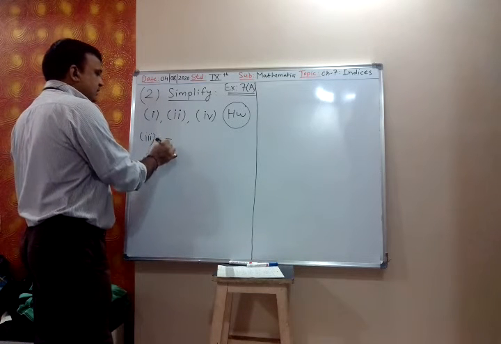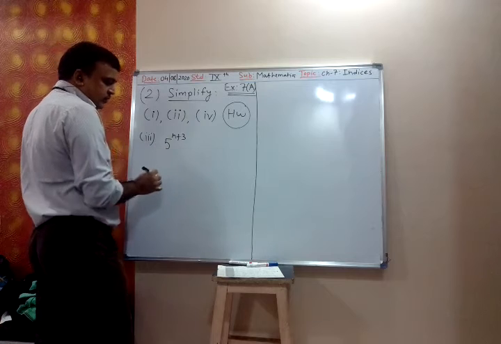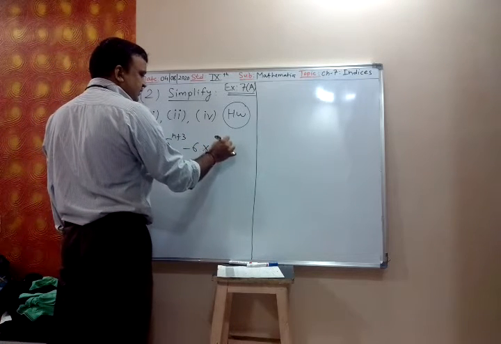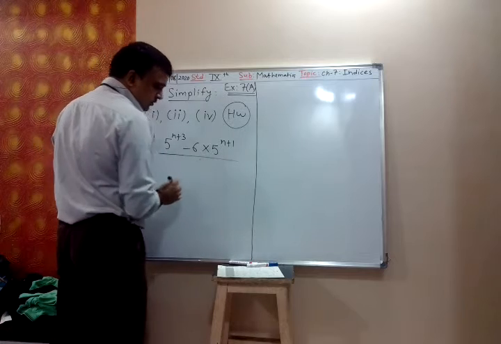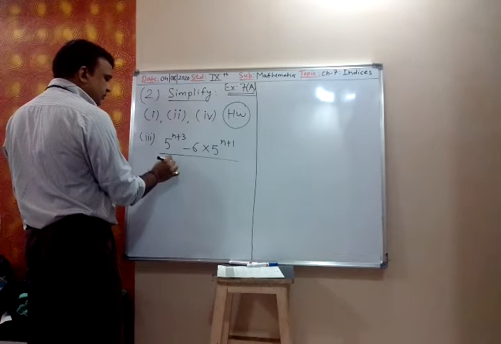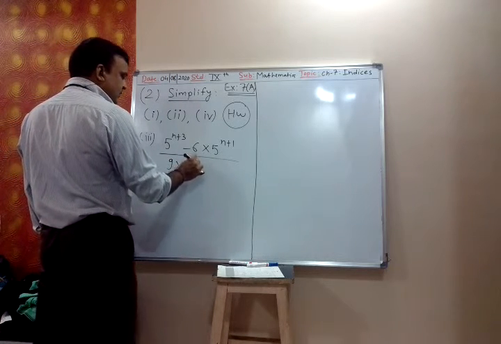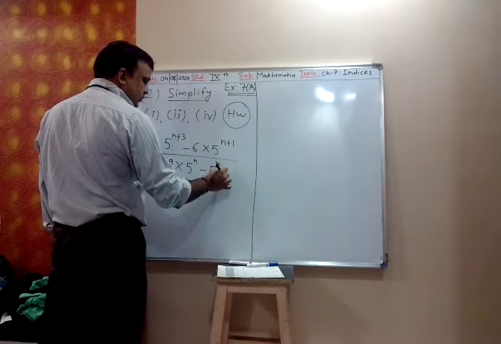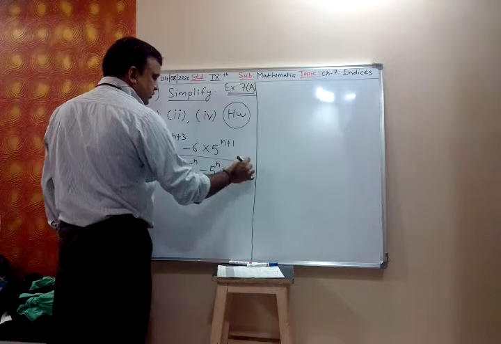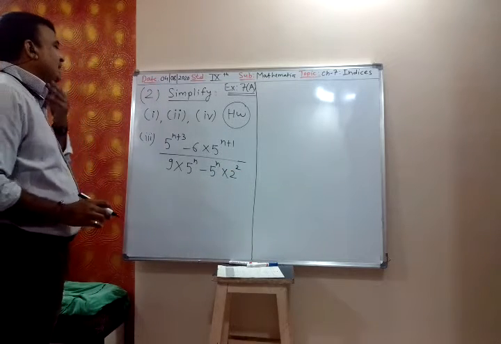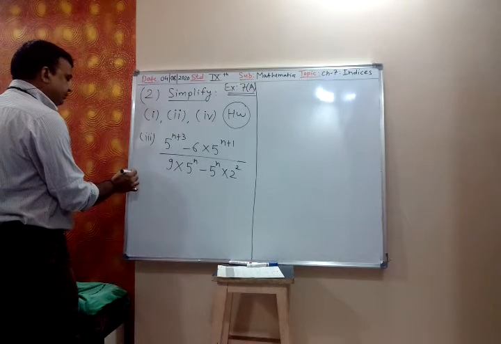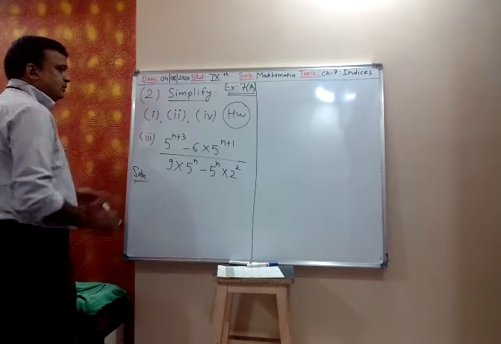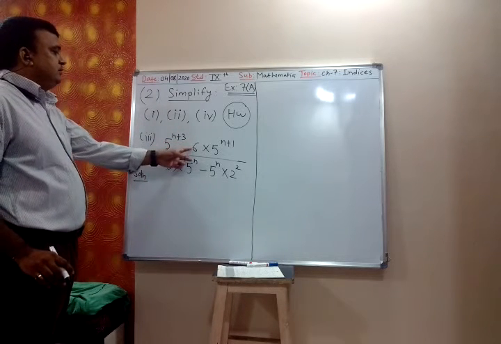That is 5 raised to n plus 3 minus 6 into 5 raised to n plus 1 upon 9 into 5 raised to n minus 5 raised to n into 2 raised to 2. You have to simplify this using law of indices.